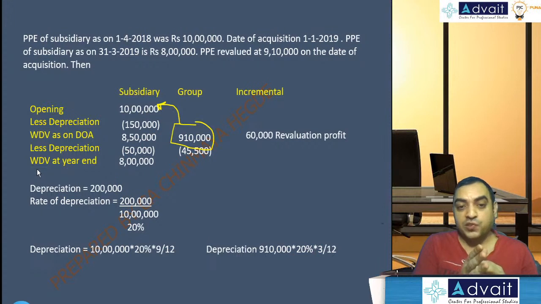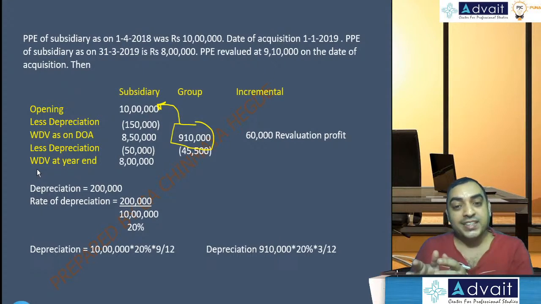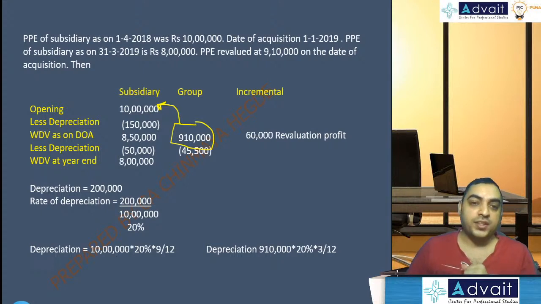Divide by the number of months, that is, up to the date of acquisition, which is a period of 3 months. So 20,000 into 3 by 12 means 5,000. So 2 lakh plus 5,000. The pre-acquisition profit is 2,05,000, and 2,05,000 into NCI share 20% gives you 41,000.